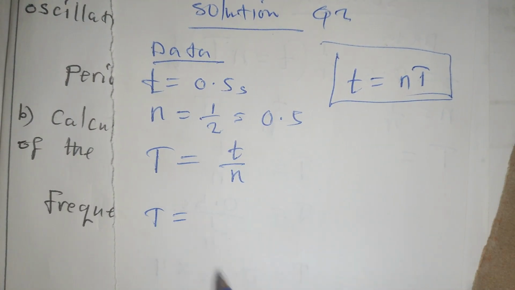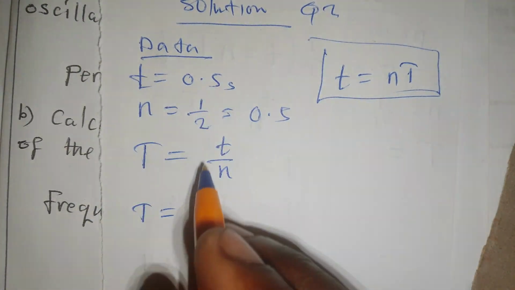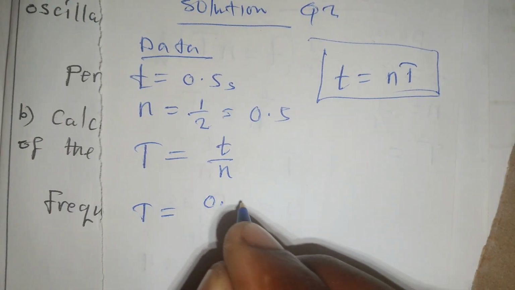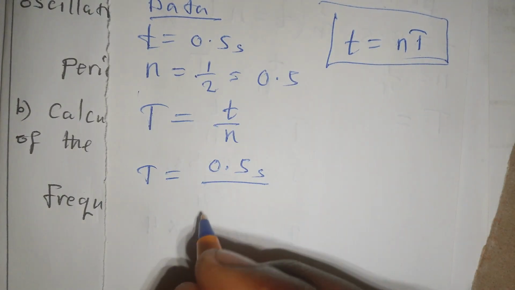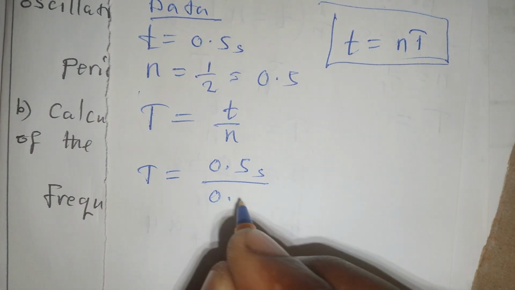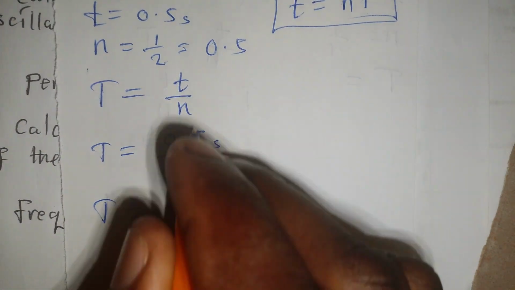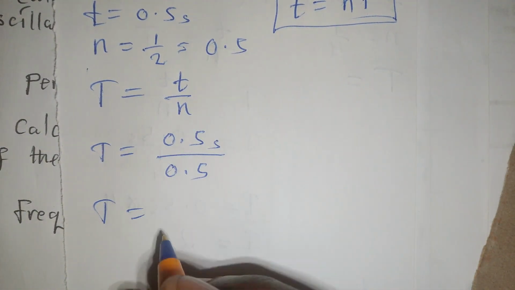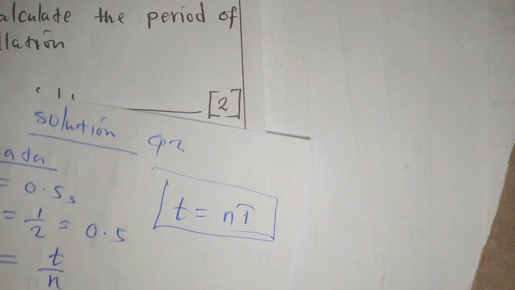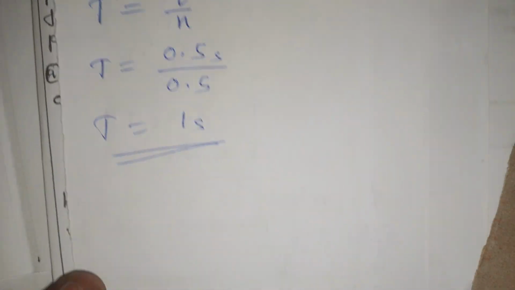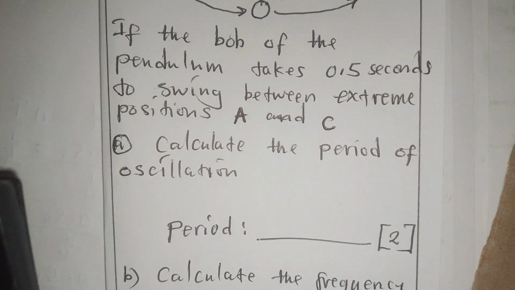So period is equal to time, which you have been given as 0.5 seconds, over the number of oscillation, which is 0.5. So period is equal to 1. This one into this one, 0.5 into 0.5 is 1 second. So your period is equal to 1 second. Then you come and write the answer here. Period is equal to.